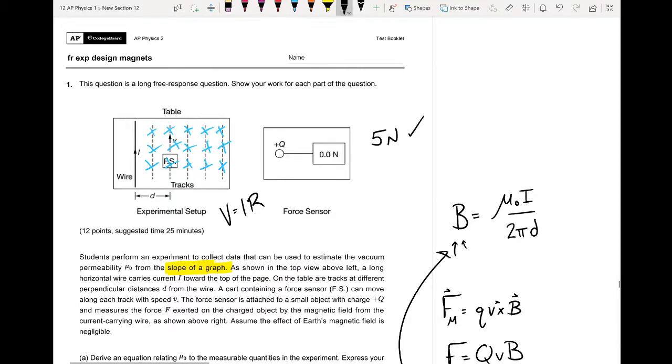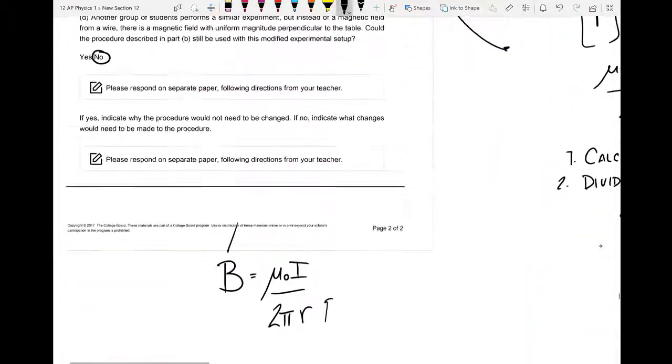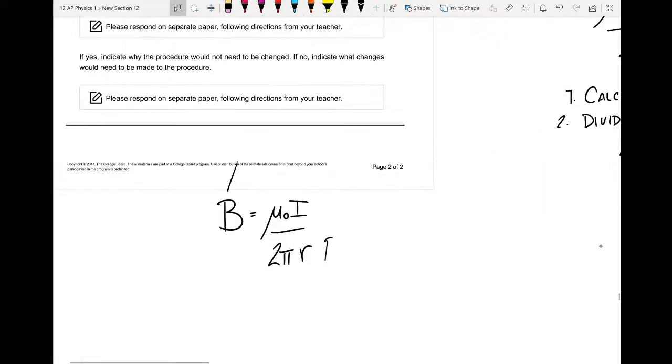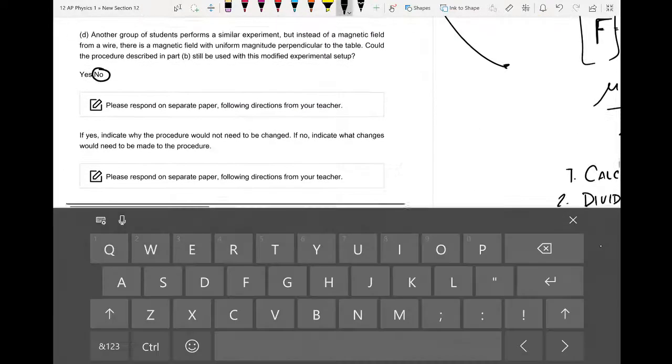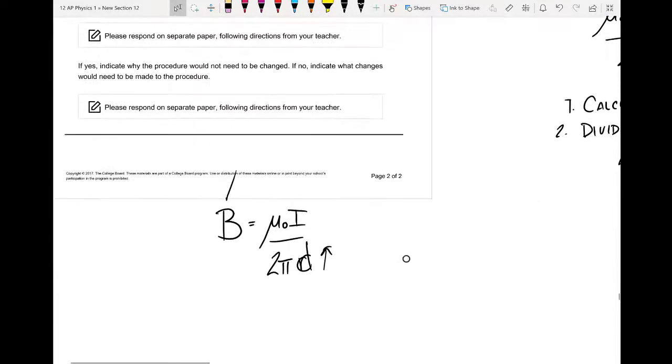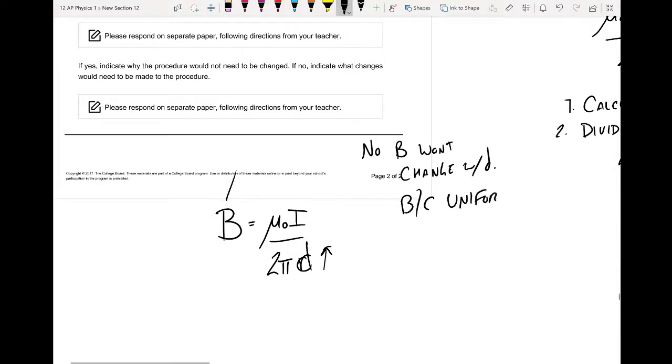Before, the magnetic field is changing. It's going to be stronger over here, and then eventually weaker as we move further away with R. But if it's uniform, we lose this dependence on R, or in our case, D, and that was what our whole experiment was based around. So we can say no, because now the magnetic field won't change with D, because it's uniform. So that is no good. We can't do that anymore.